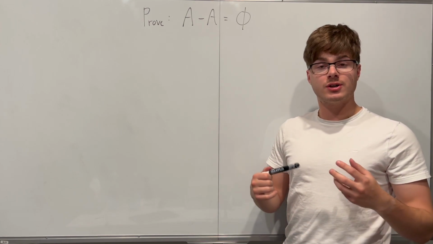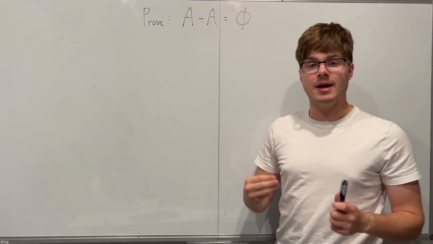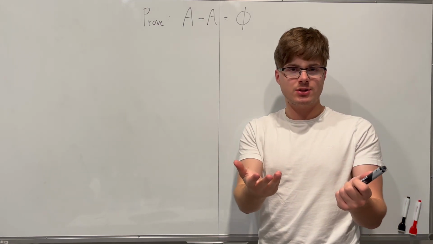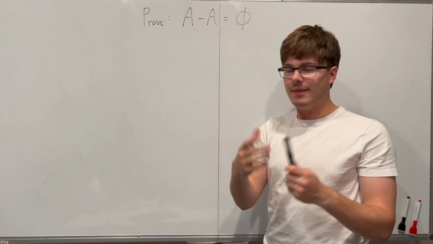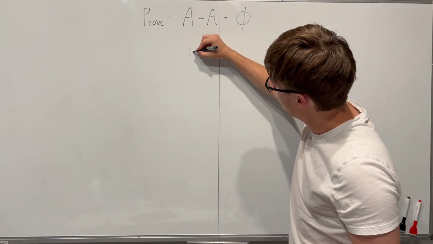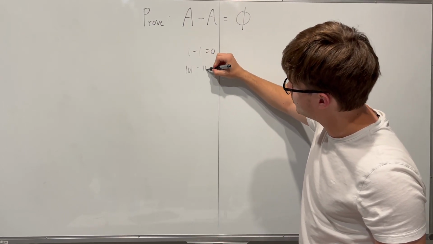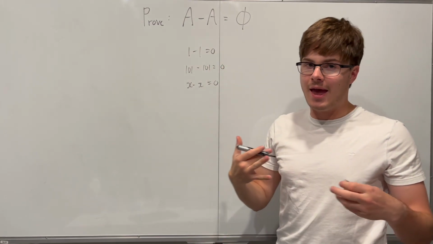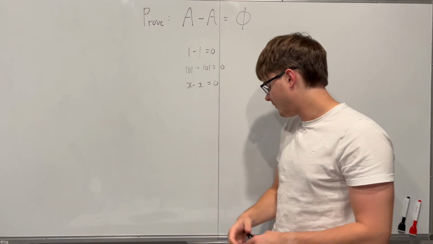Is it true that for a set A, the difference between A and itself is going to be the empty set? Now this should be a fairly trivial proof because it should make sense to you in your head. It's like saying something minus itself is going to be nothing. And that's true, right? If you take 1 minus 1, that's going to be 0. If you take 101 minus 101, that's going to be 0. If you take x minus x, that's going to be 0, right? Anything minus itself is just going to get rid of that thing and there's going to be nothing left.